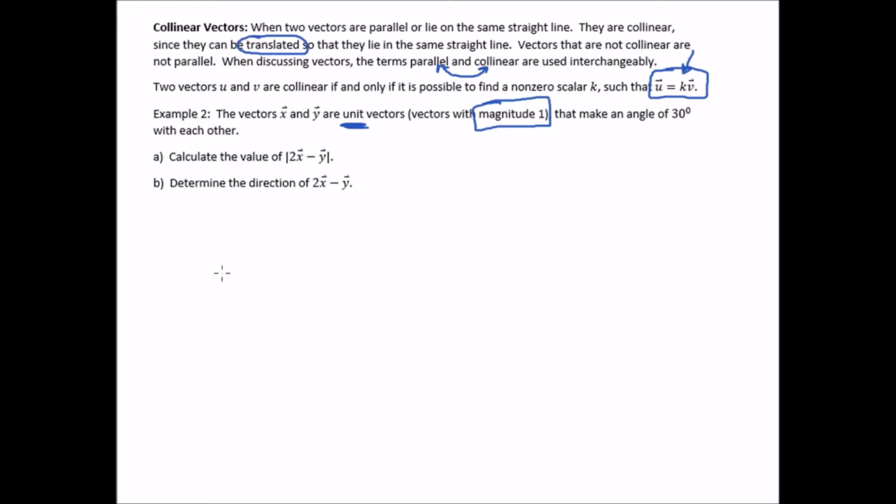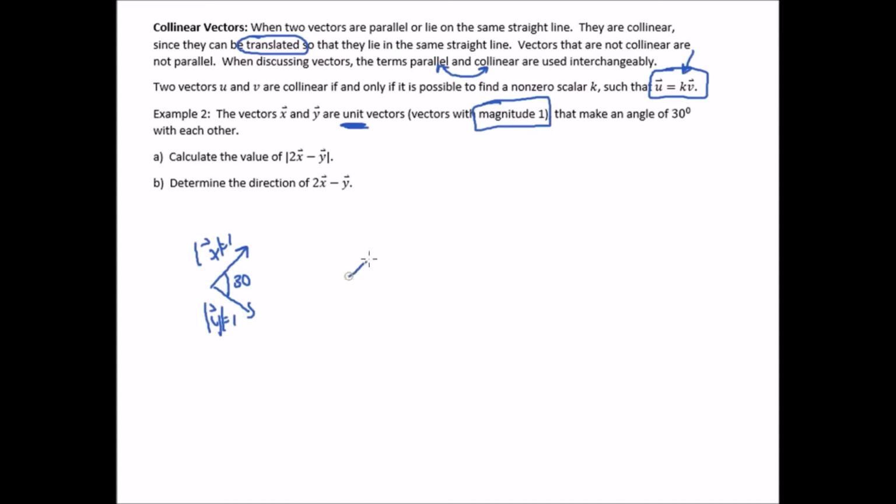So for example, if this is x and this is y, that's fine. Magnitude is 1, magnitude is 1. And they make an angle of 30 degrees with one another. Remember, the angle is tail to tail. Okay? Calculate the value of 2x minus y.